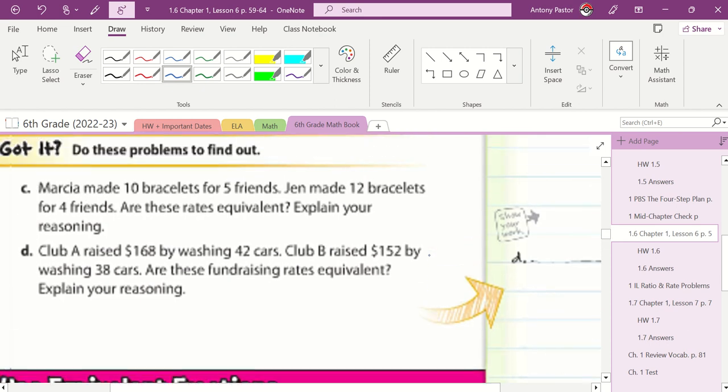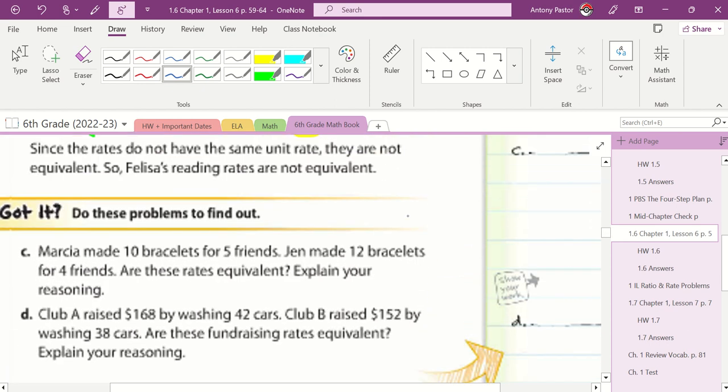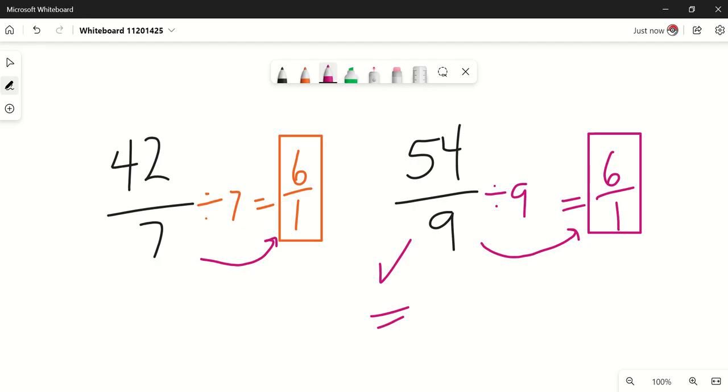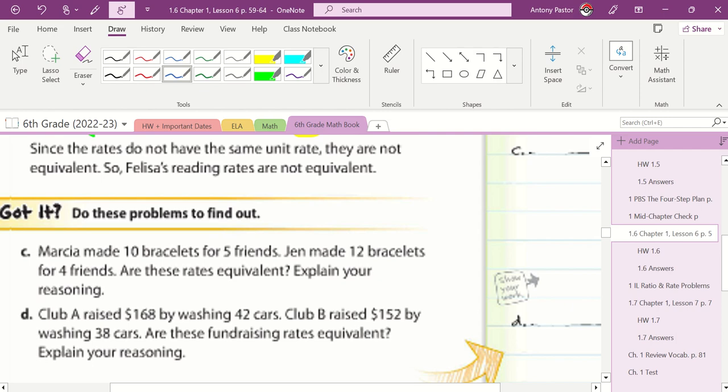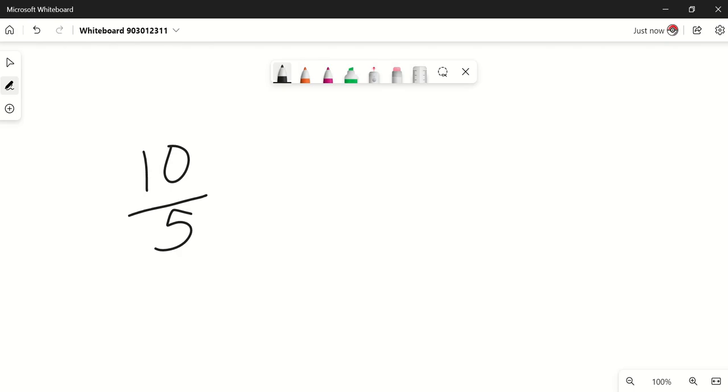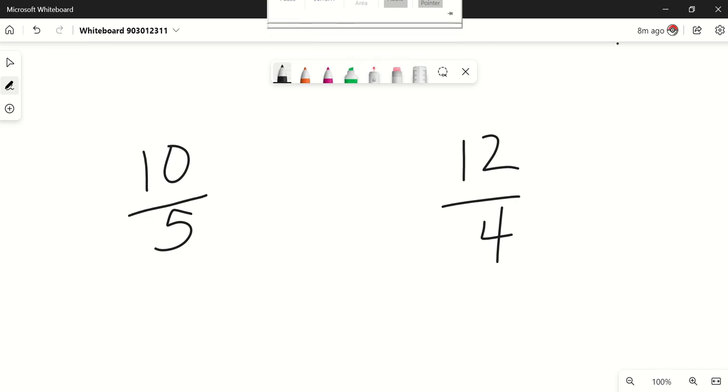And we're going to go ahead and do the got it. Marcia, we're going to go with Marcia, made 10 bracelets for 5 friends. Jen made 12 bracelets for 4 friends. We're going to go ahead and write this over here. All right, so we have 10 to 5 and 12 to 4.